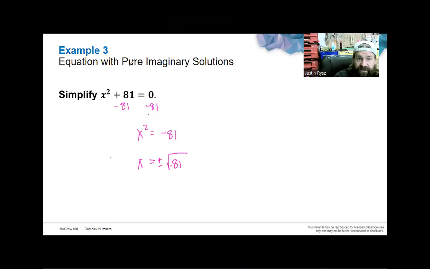Because remember, 9 times 9 is 81. Negative 9 times negative 9 is also 81. So we got a positive and a negative answer here. And since we have the negative under the root, we are going to get a positive and negative 9i. So there are our solutions, our imaginary roots to our example here.